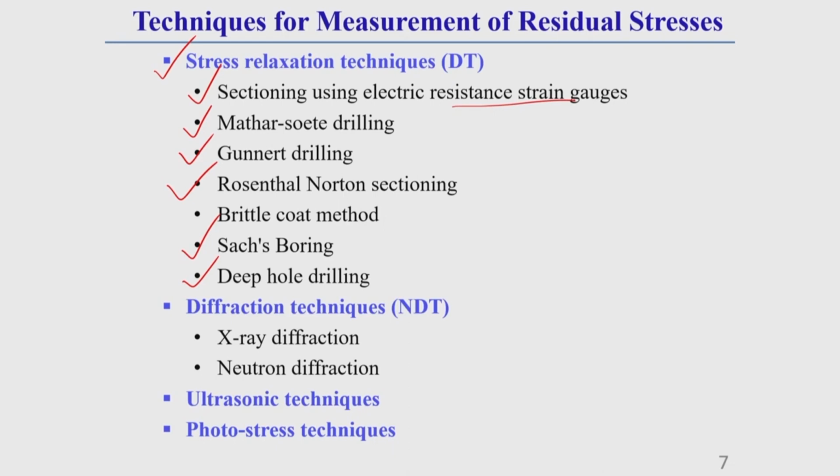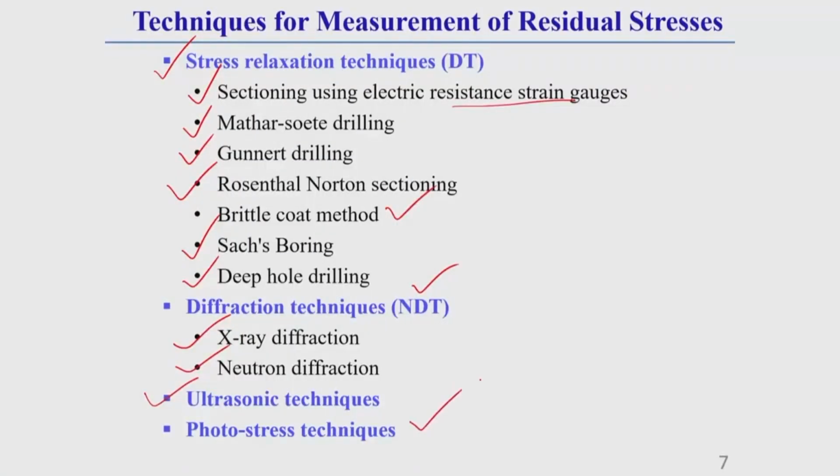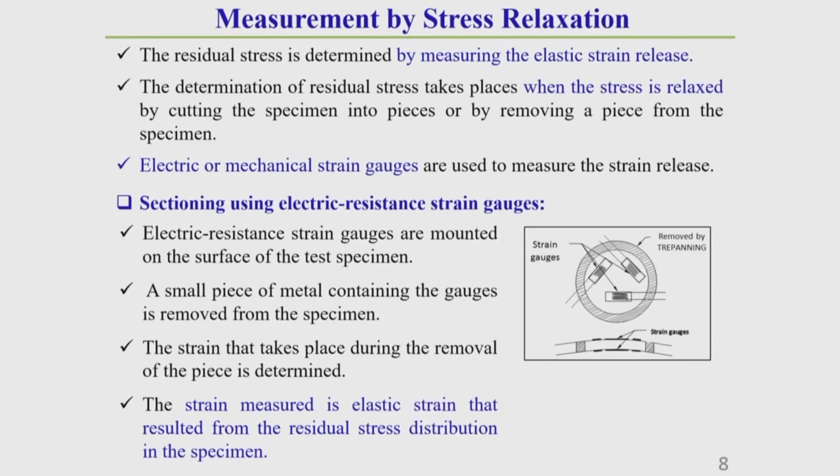I will also discuss different types of NDT testing, that is the X-ray diffraction technique, then the neutron diffraction technique. I will also discuss the ultrasonic techniques. But the Beetle coat method and photo stress techniques I may discuss if time permits; if time does not permit, I will not discuss them in this course. This you just keep in mind. So, first of all I will discuss measurement of residual stress by using the stress relaxation technique. First of all I will discuss sectioning using electric resistance strain gauge, how it is, here you see.